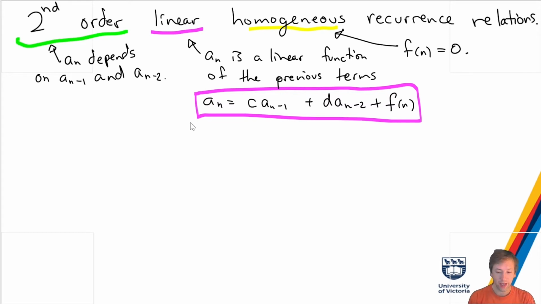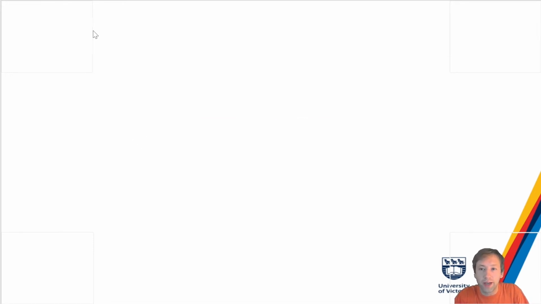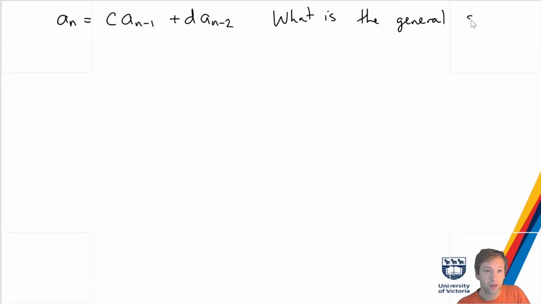And hopefully in the next video, I'll be able to justify why this method is actually correct. But for now, we're just going to see why it works. Okay, suppose I've got a second order linear homogeneous recurrence relation: a_n is c times a_{n-1} plus d times a_{n-2}. And my question is, what is the general solution?